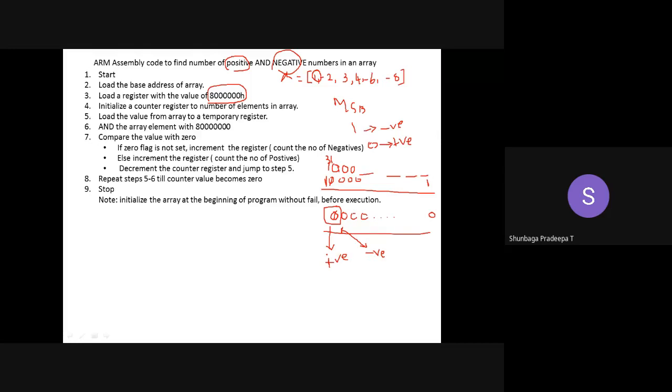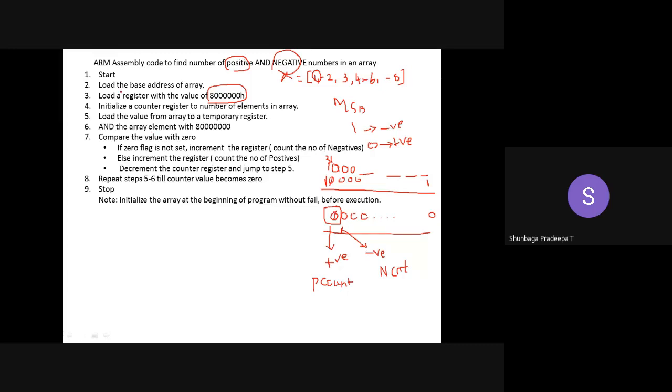If it is a positive number, I will count the number of positives. So I will have a P count and again an N count, which counts the negative numbers. If my AND result is 0, then it is a positive number. If not, it is a negative number. That is what we have done here.